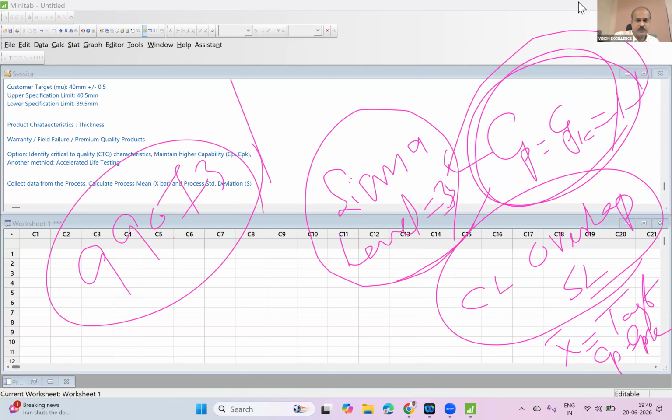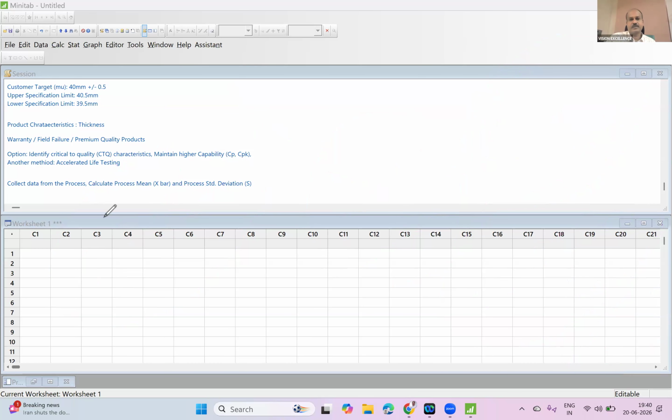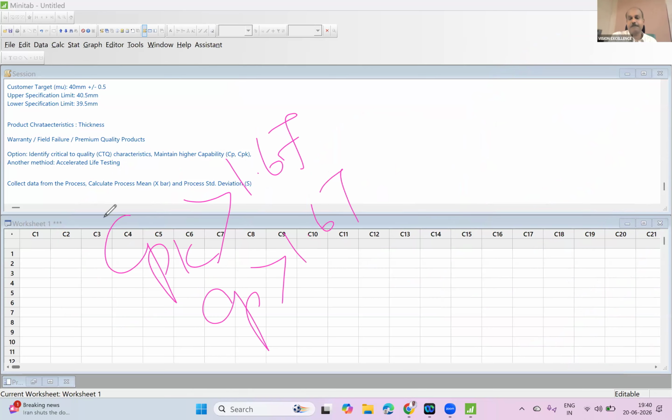What is the first pass yield you can expect? 99.73%. So logically understood, right? This is based on the property of normal distribution. That is why we want capability higher than 3 sigma capability. That is why the industry norm for CP and CPK is that CPK should be at least 1.67, and even your CP should also be at least 1.67.